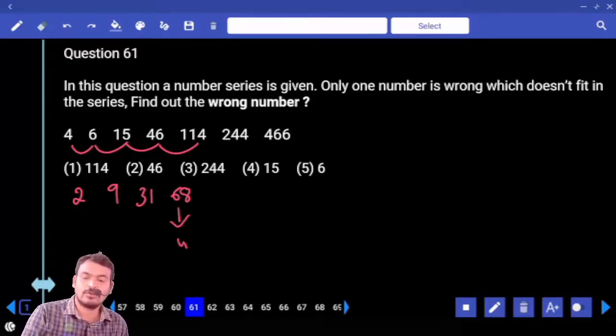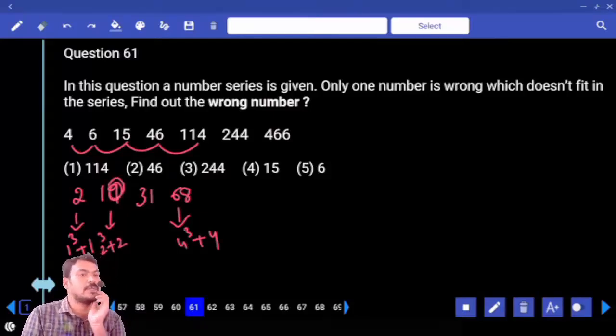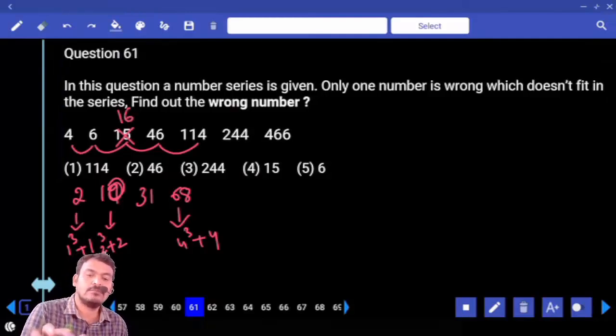68 means it is 4 cube plus 4, or not? 2 means it is 1 cube plus 1, or not? Obviously the second one is 2 cube plus 2, so this one is how much? 10, or not? 6 plus 10 is 16, which means 15 is the wrong number, or not?